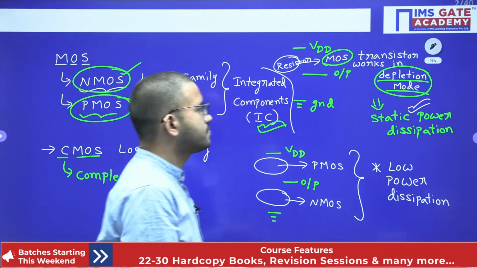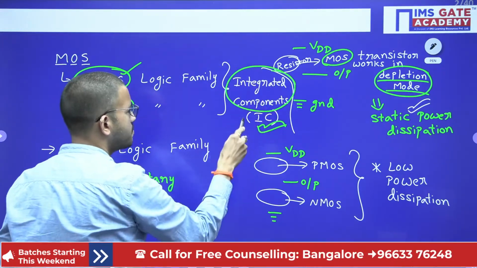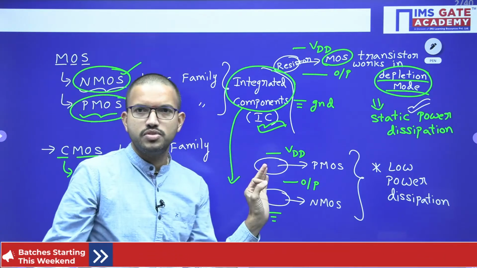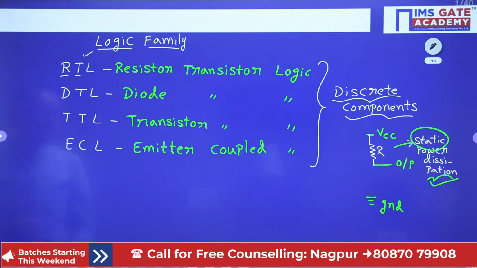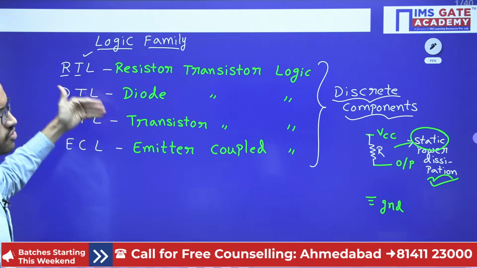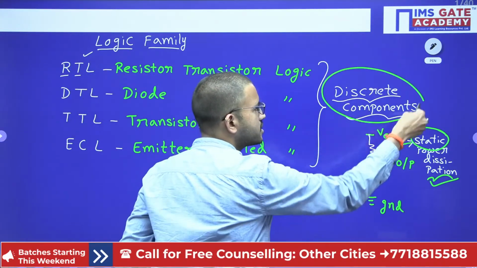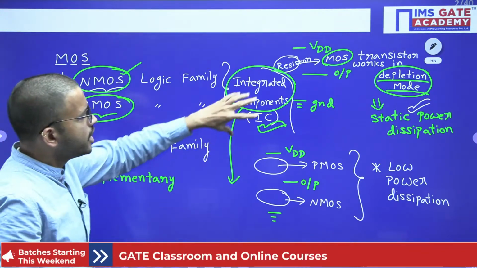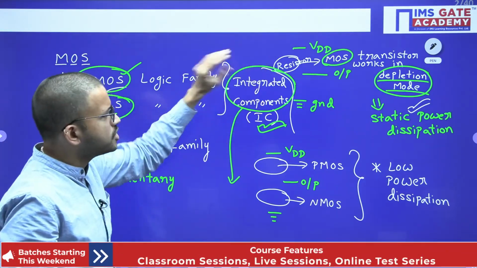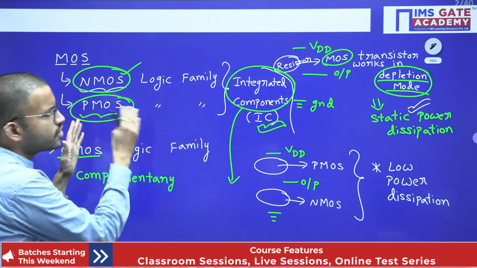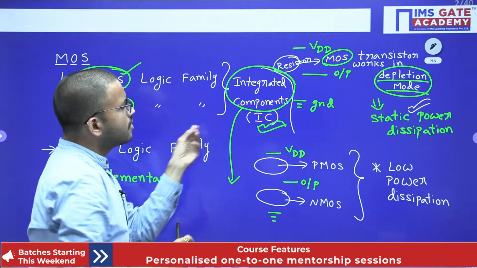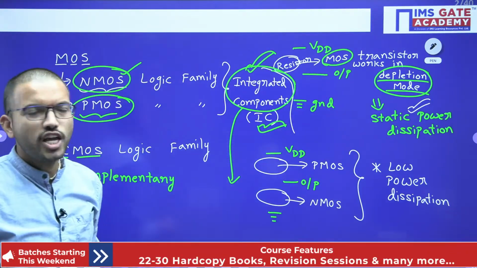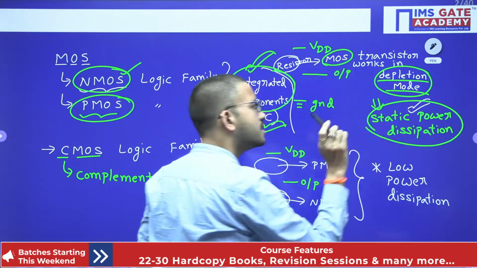Here, just like the previous one, the same advantage exists: integrated components. Here all the NMOS and PMOS transistors are incorporated on the same chip. In the older days you had these logic families with discrete components, and the drawback was static power dissipation. Later, with the help of MOS transistors, we are able to integrate whatever logic gates or circuits we want on the same chip. So one advantage is integrated components, but still the same power dissipation drawback was there.